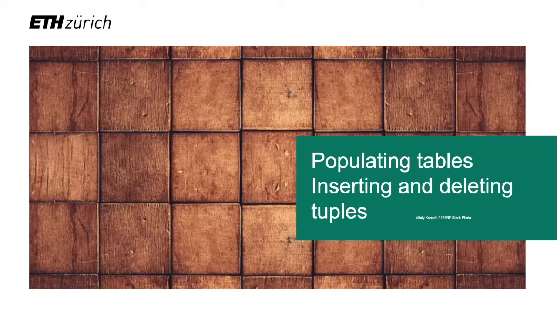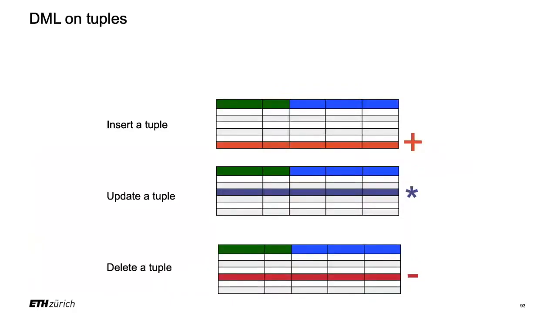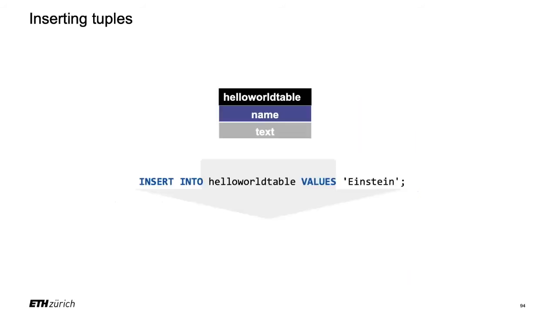The next step is to populate the tables. Let's start adding records to the table. So we'll learn how to insert a tuple or a record or a map or whatever you call it. We are going to see how we update them, and we are going to see how we delete them.